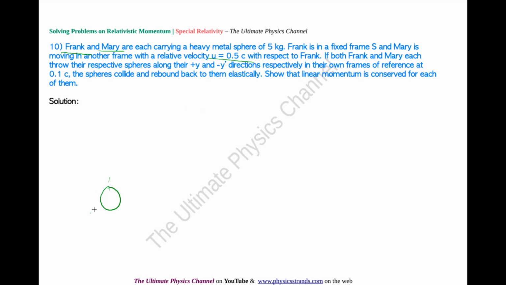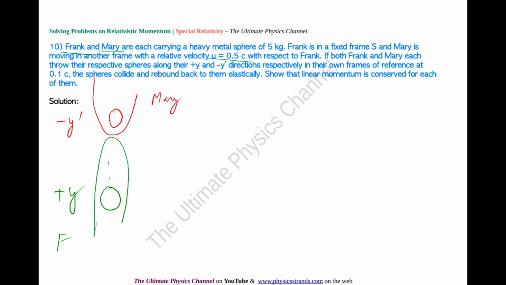Now if a sphere is thrown by Frank, let us say upwards, that is plus y direction, Mary is throwing her sphere in the downwards direction, that is minus y prime direction. That is Mary's frame of reference. Now these two spheres will eventually collide and rebound back to each other. That is what is given in this question. We have to show that the linear momentum is conserved for each of them.